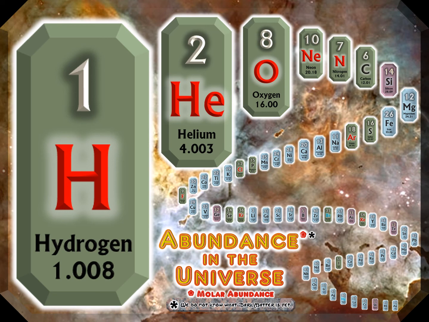Now, by the way, this is what we call molar abundance, based on counting the number of atoms there are, not based on their mass. It comes out a little differently if you base it on their mass. This is based on the number of atoms.